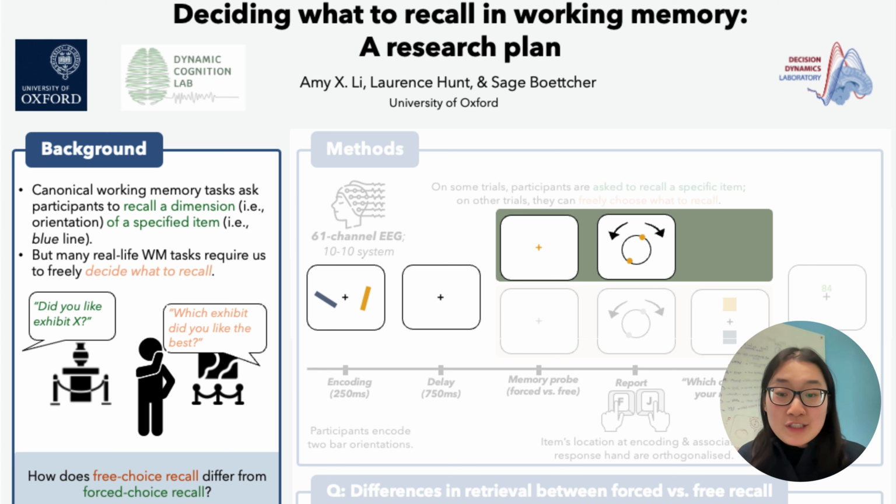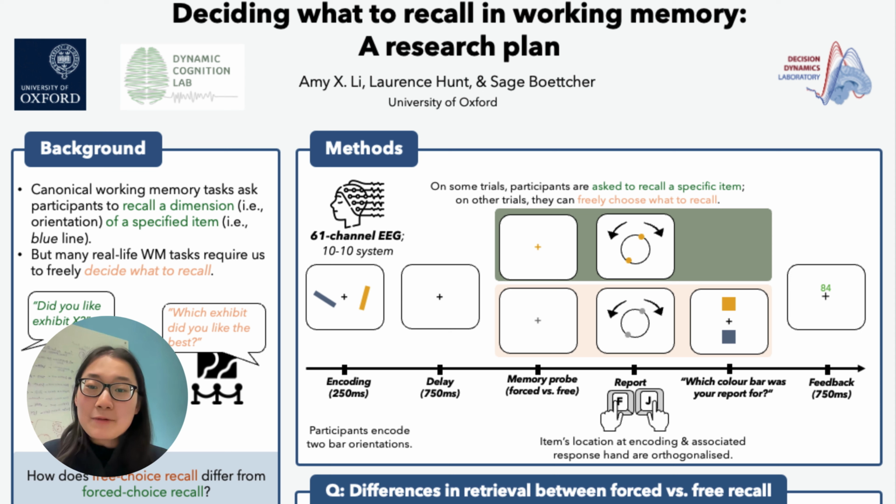And our big picture question here is how does this kind of free choice recall differ from forced choice recall that is so common in these canonical tasks? We plan to use a working memory task where on each trial, participants encode the orientations of two presented bars. They then see a memory probe, which differs depending on which probe condition that trial is.